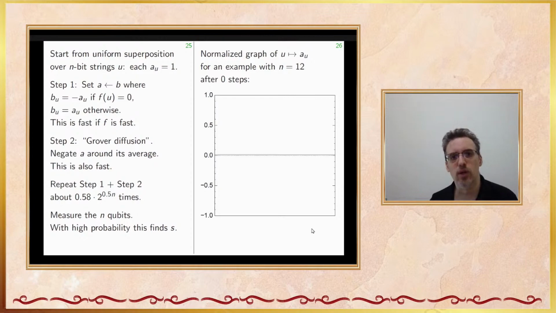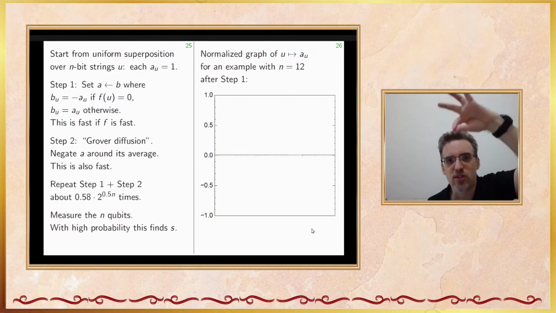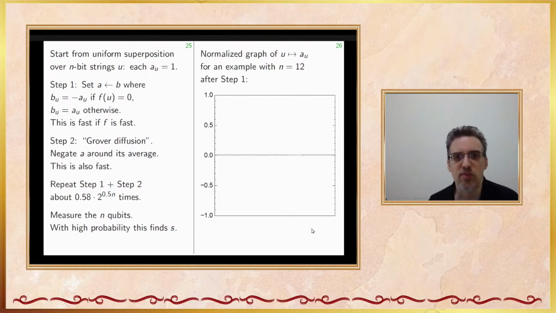So the sum of 1 over 2 to the 6 squared over 2 to the 12 possibilities is 1. All right, so this is the normalized graph of A sub u, very slightly above 0. And now let's run step 1 of the algorithm. What this is doing is, at the secret position, it is negating f. So f was 1 over 64, and now it's changing to minus 1 over 64. If you have high enough resolution, you can see the graph dipping down to minus 1 over 64 at a certain position, which is the position of our secret.